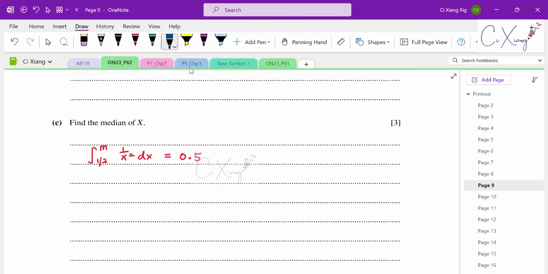Or there's another option. Some students prefer to integrate from m until b. So b is equal to 2a, and since you know that a is half, you can integrate from m until 1. That also works. Then you let the integral of the function equal 0.5.